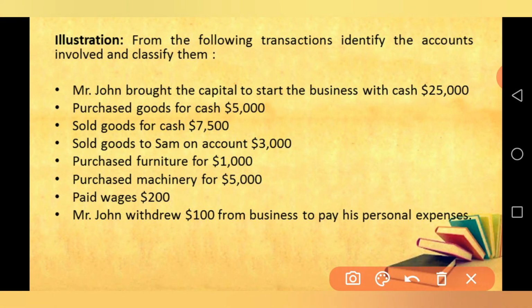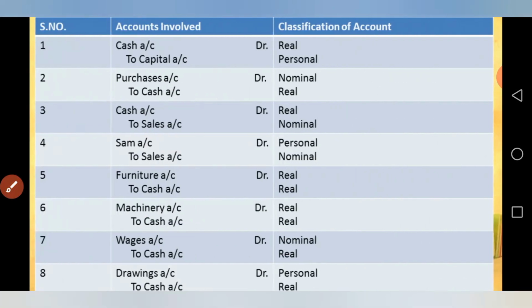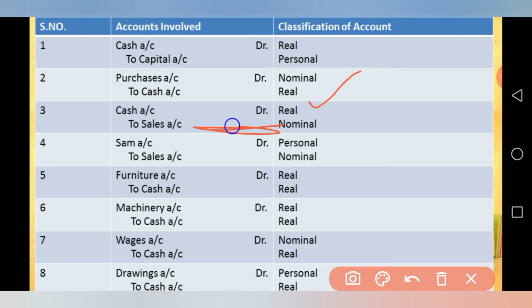Let's move further. Third entry is sold goods for cash. What is coming in? Cash is coming in. That is why it has been debited. It's a real account. And what is going out? Sales. The goods are going out. That is why it has been credited. Over here sales is your nominal account, and what do we do? Credit all income and gains. So over here sales is our income, that is why we credit it.